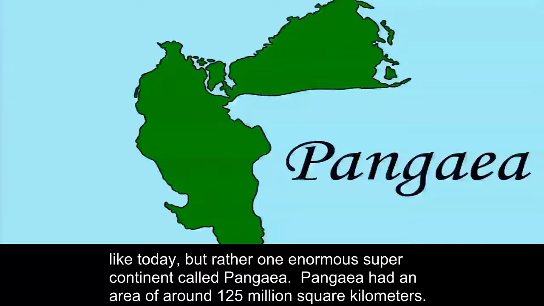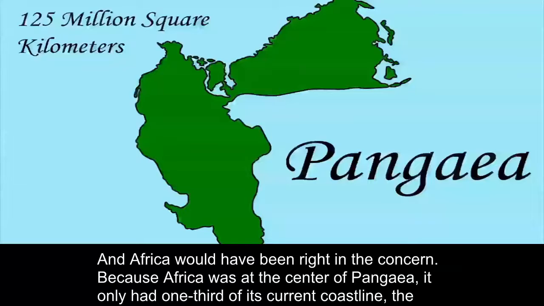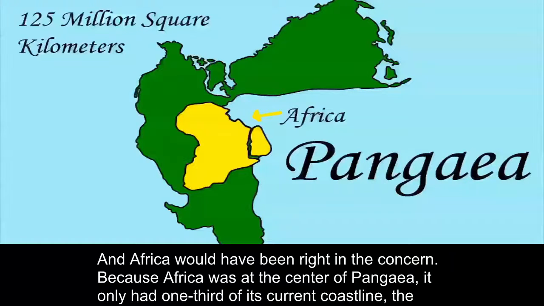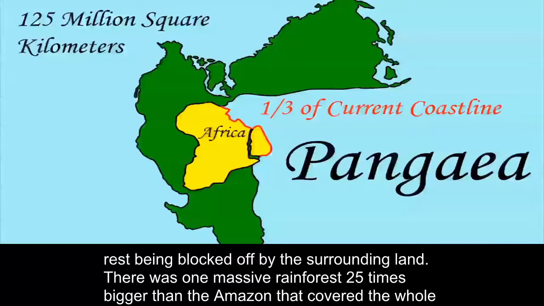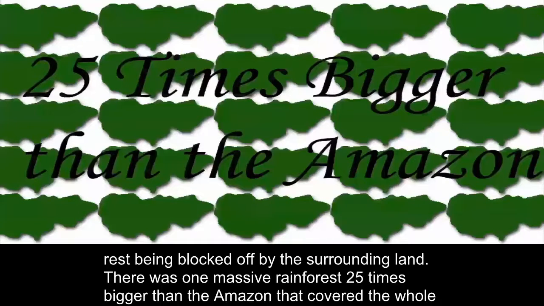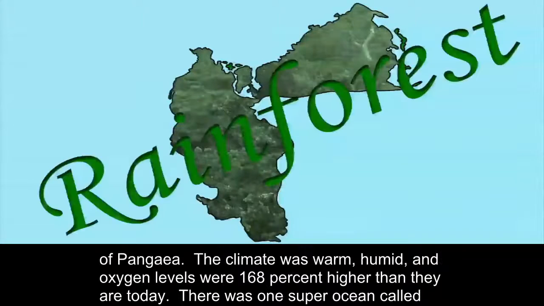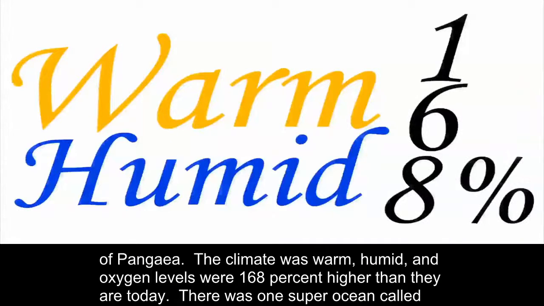Pangaea had an area of around 125 million square kilometres, and Africa would have been right at the centre. Because Africa was at the centre of Pangaea, it only had 1/3 of its current coastline, the rest being blocked off by the surrounding land. There was one massive rainforest 25 times bigger than the Amazon that covered the whole of Pangaea. The climate was warm, humid, and oxygen levels were 168% higher than they are today.